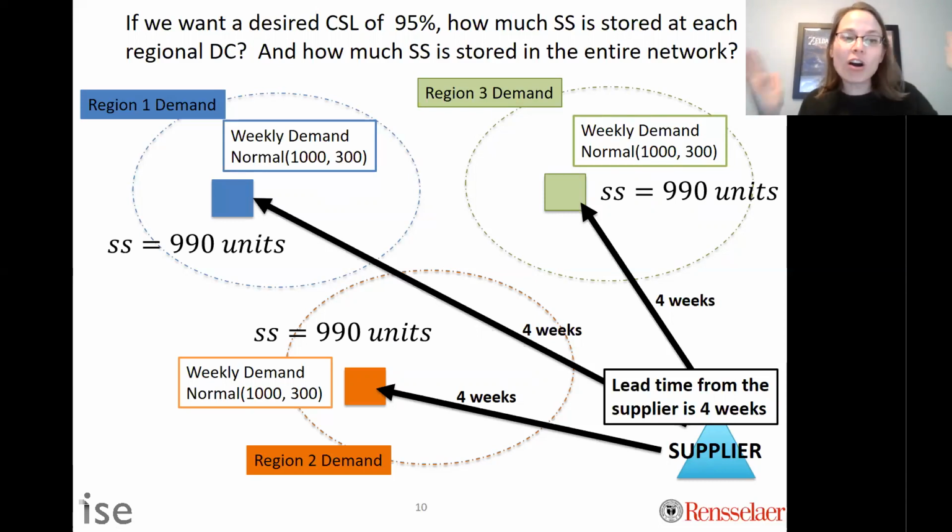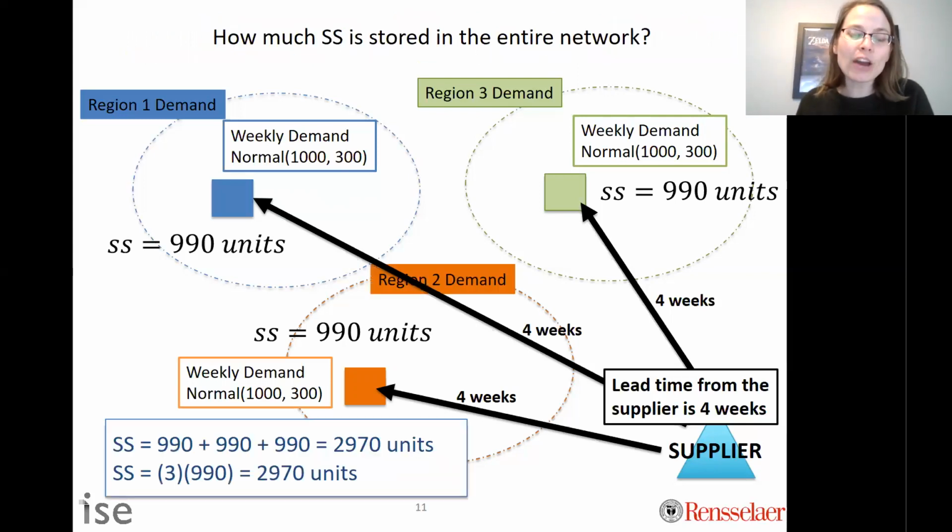And because we have a quite long lead time, 4 weeks, and quite high demand and standard deviation of weekly demand, we need 990 units to have a cycle service level of 95% if each region holds their own inventory and operates independently. So over the whole network, if we sum all of that together, that means we need 2,970 units of safety stock across the entire network, if we have a decentralized inventory policy, meaning each of the regions holds their own inventory and operates decentralized, meaning they operate all by themselves.